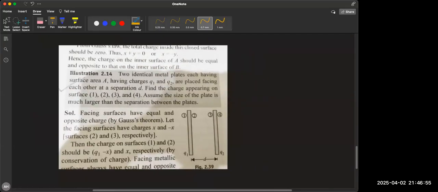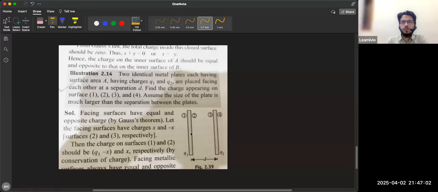So we'll solve this question together. In this question, two plates are given, two identical metal plates, each having surface area A and having charges Q1 and Q2. So to this metal plate, charge Q1 is given, and to this metal plate, charge Q2 is given. You have to calculate the charge on each face.